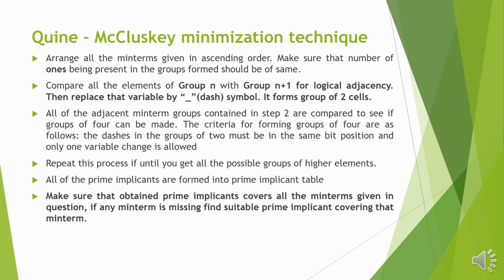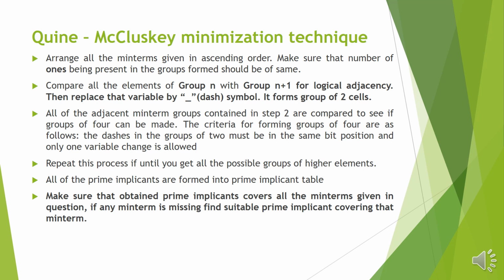Compare all the elements of group n with group n plus 1 for logical adjacency. Then replace that variable by a dash if any logical adjacency is there between the groups, between the cells. Then it forms a group of two cells. Then, with all of the adjacent minterm groups contained in step 2, you have a table of it. Then you compare to see if groups of 4 can be made.